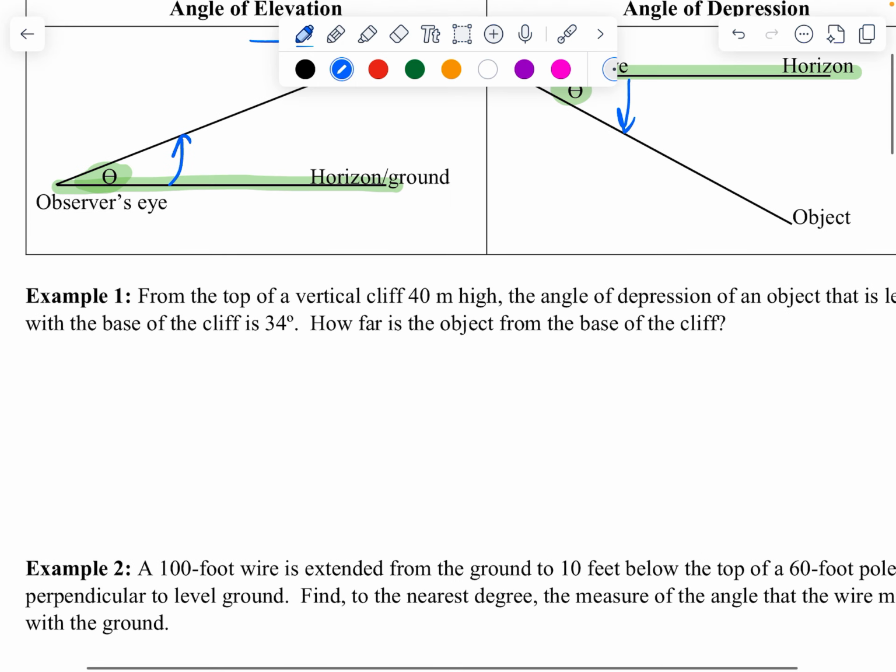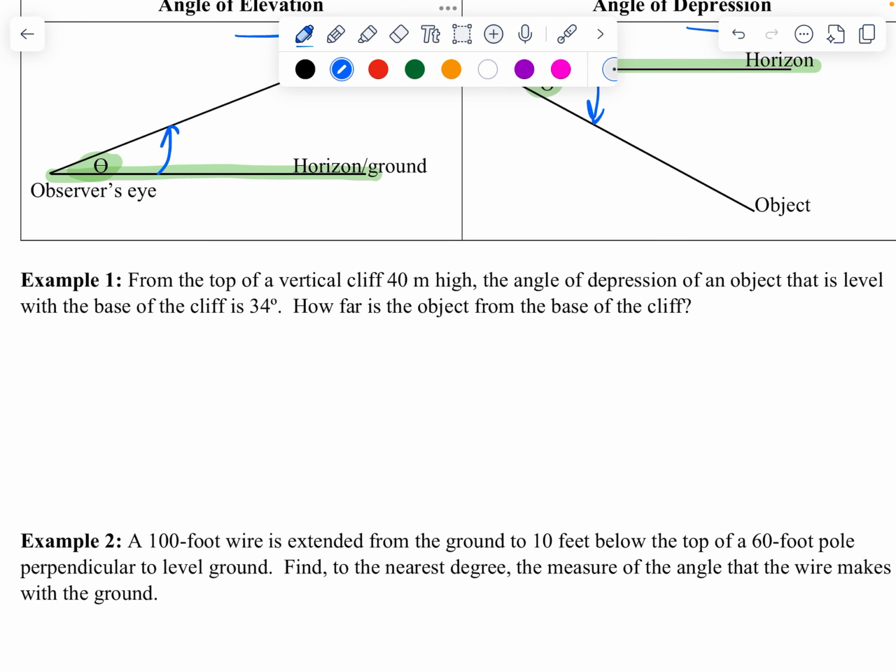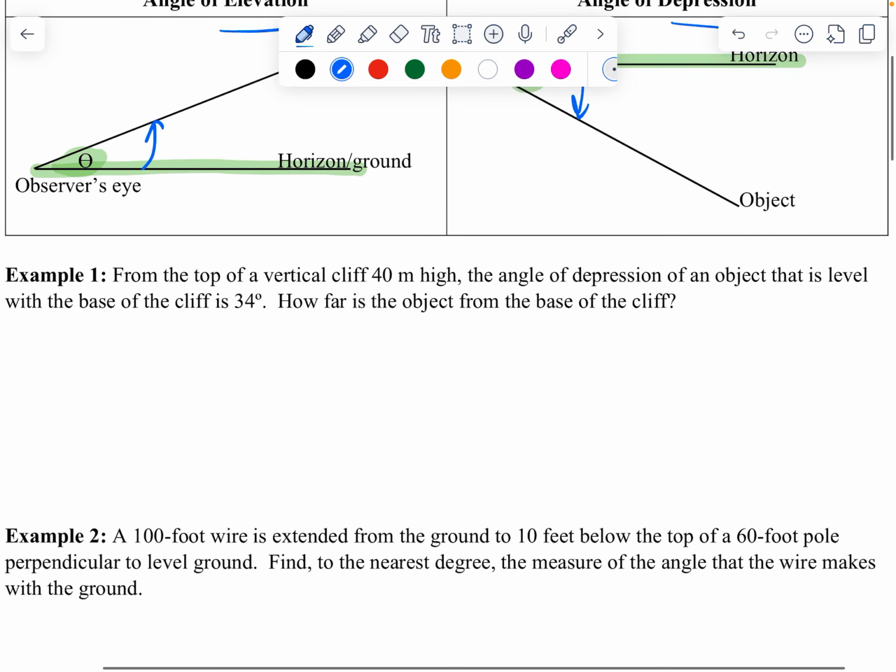So let's do some reading, shall we? Example 1: from the top of a vertical cliff 40 meters high, the angle of depression of an object that is level with the base of the cliff is 34 degrees. How far is the object from the base of the cliff?